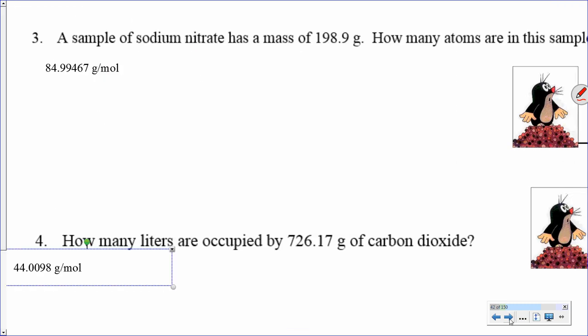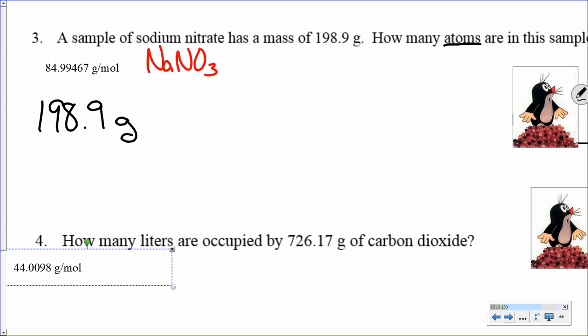Sample of sodium nitrate. Remember, sodium nitrate is NaNO3. The sample has a mass of 198.9 grams. And we want to actually take this into atoms, which is going to involve an extra step. So we are going to first get our grams into moles.